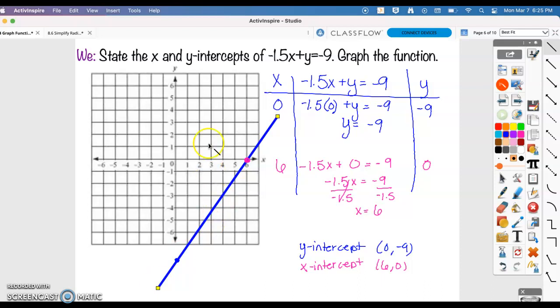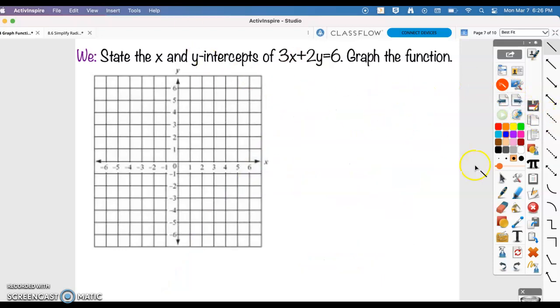So again, this method works really great like this. If it's in the y equals format, you can use slope-intercept. We're trying to teach you guys lots of different ways depending on what kind of equation you might run across. Okay, let's do another one.